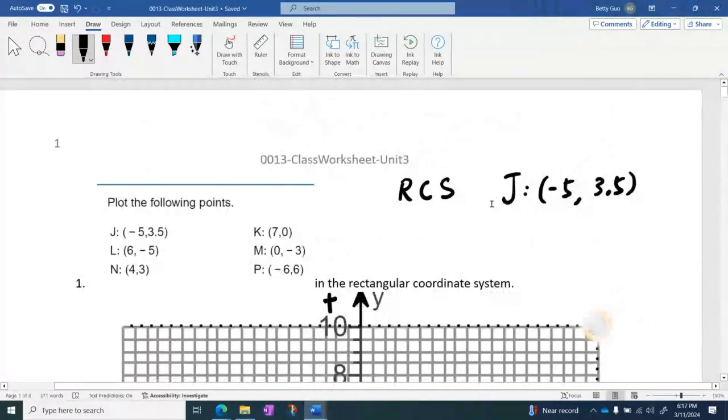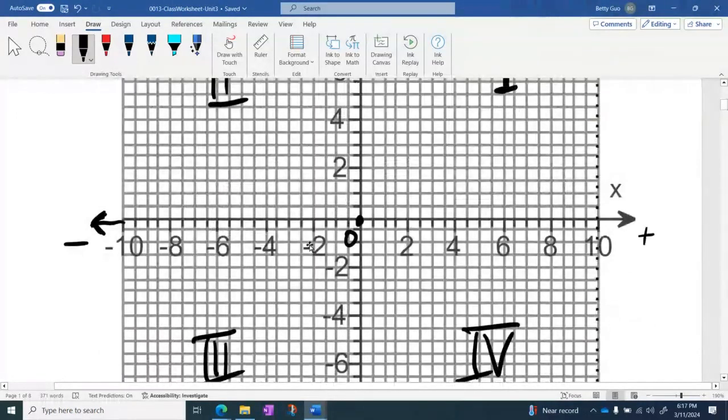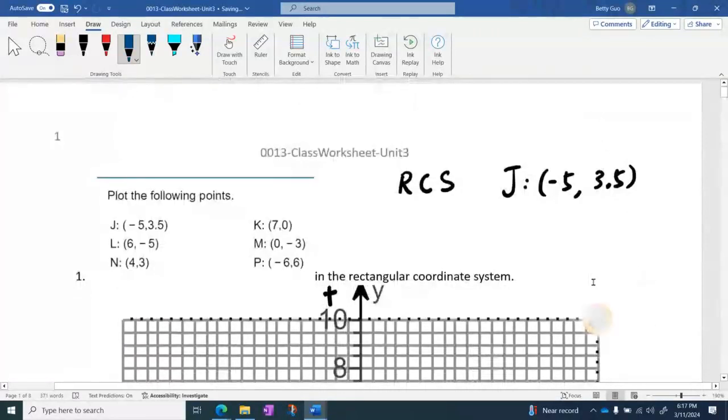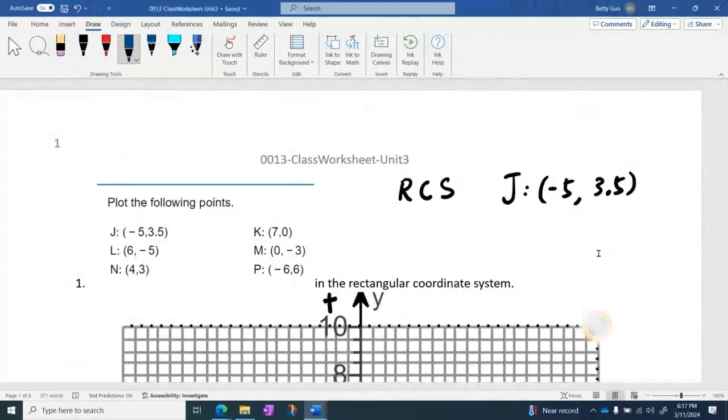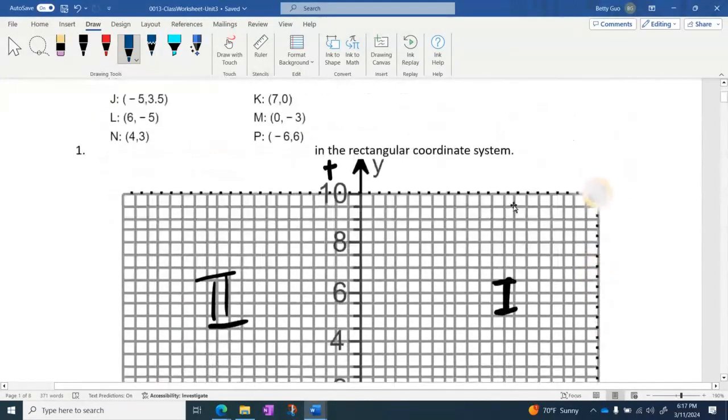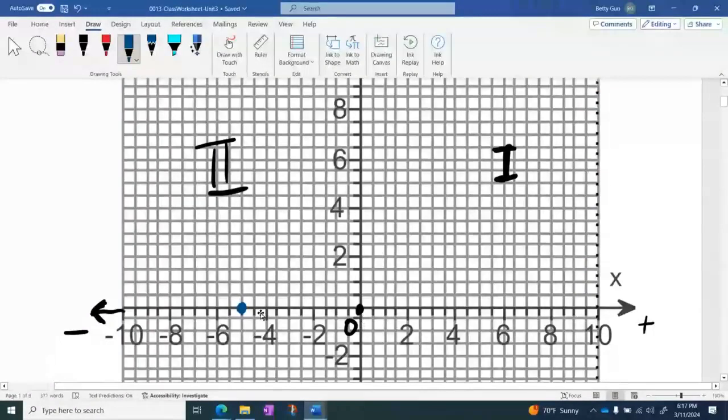So to locate point J, we start from the origin and go to the left 5 units. So 1, 2, 3, 4, this should be 5. I'm here right now, but not done yet. Vertically, the second component, 3.5, means the point is 3.5 units above the origin. Because it is positive, the point is above the origin. The x coordinate is negative 5, so horizontally it is to the left. If the x coordinate is positive, then the point is to the right of the origin. So start from the origin, we go to the left 5 units and then go up 3.5 units. Let's see, 3.5. This is a 2, this is a 3.